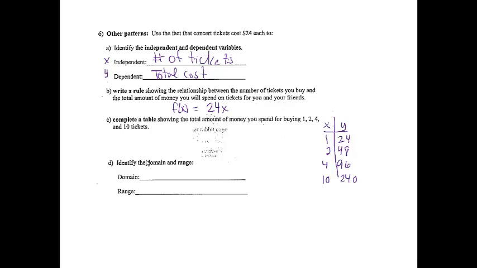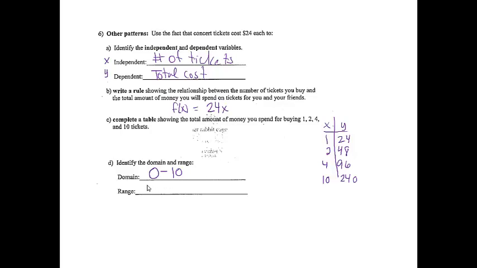Okay, then it says to identify the domain and range, right? Technically, my table could have gone farther, so there's actually more to it than what's there. So for the domain, I'm going to think, what's the smallest number of tickets that I could buy? That would be 0. What's the largest number of tickets I could buy? Well, according to this example, it's 10. We could technically go to infinity, I suppose, because it didn't give us a limit on the number of tickets we're allowed to purchase.